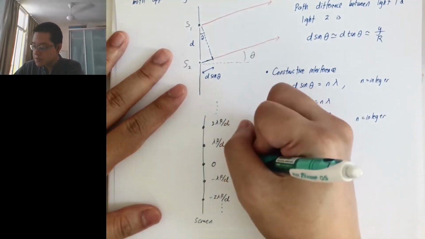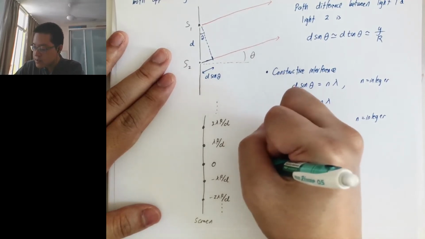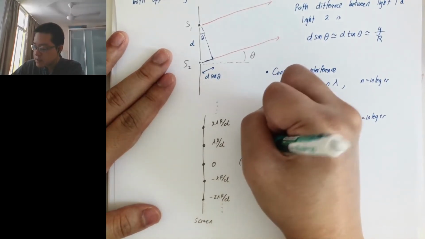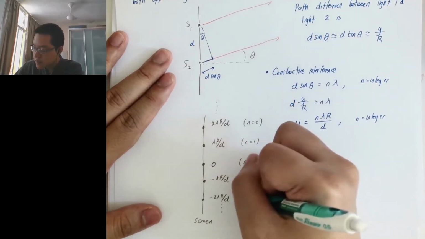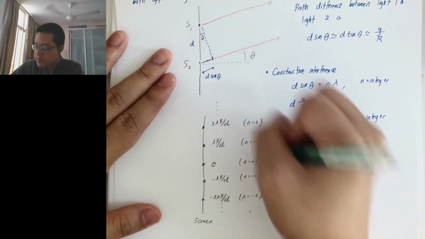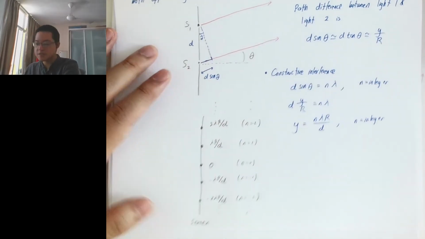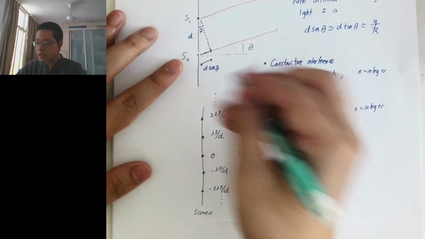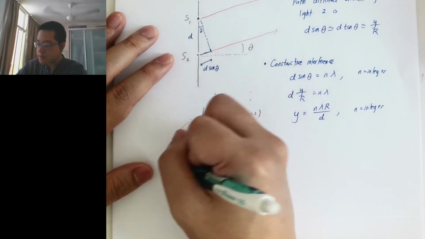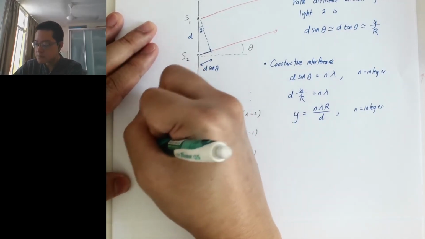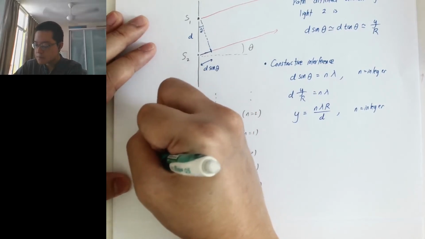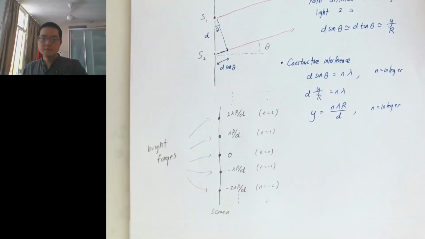So this is the case where n equals 0, this is n equals 1, this is n equals 2, this is n equals negative 1, n equals negative 2, and so on in both directions. These are the locations where you get the bright fringes. We call them the bright fringes.